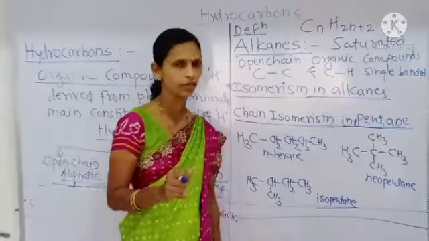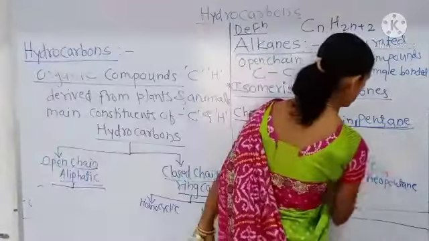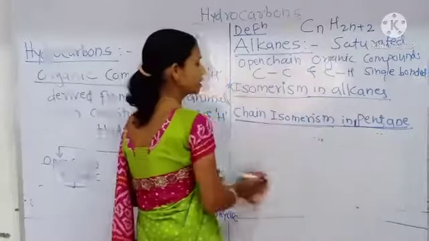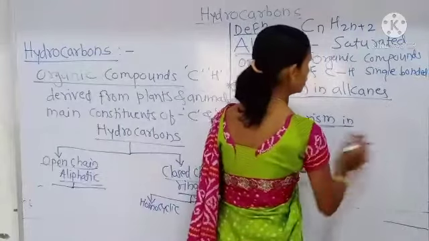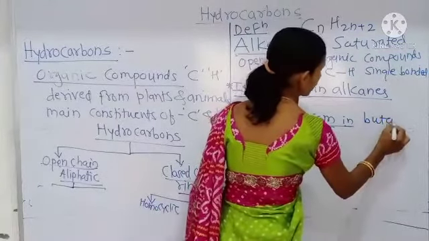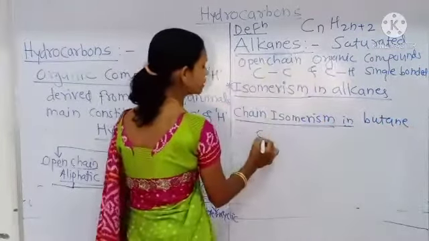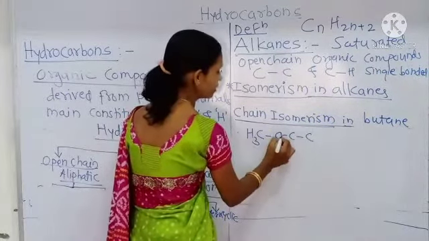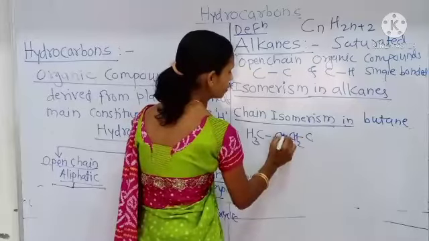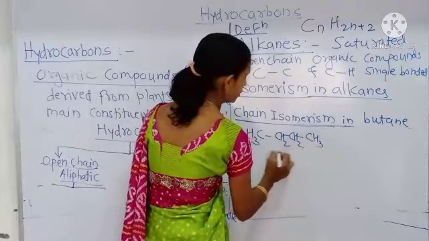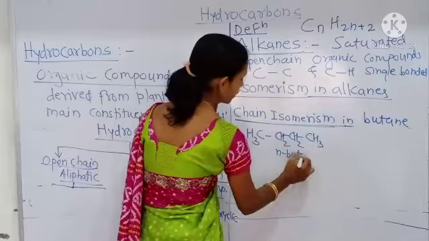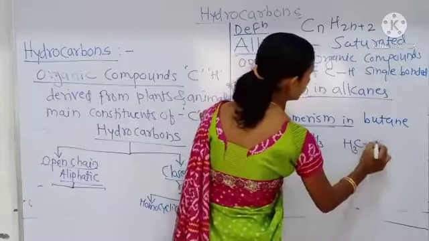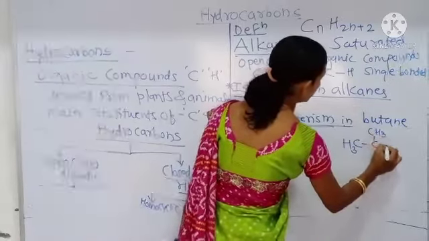Similarly, we can draw the different structures of chain isomerism in butane. Butane contains four carbon atoms. One of them is straight chain butane, that is n-butane, and the other is branched chain butane, that is isobutane.